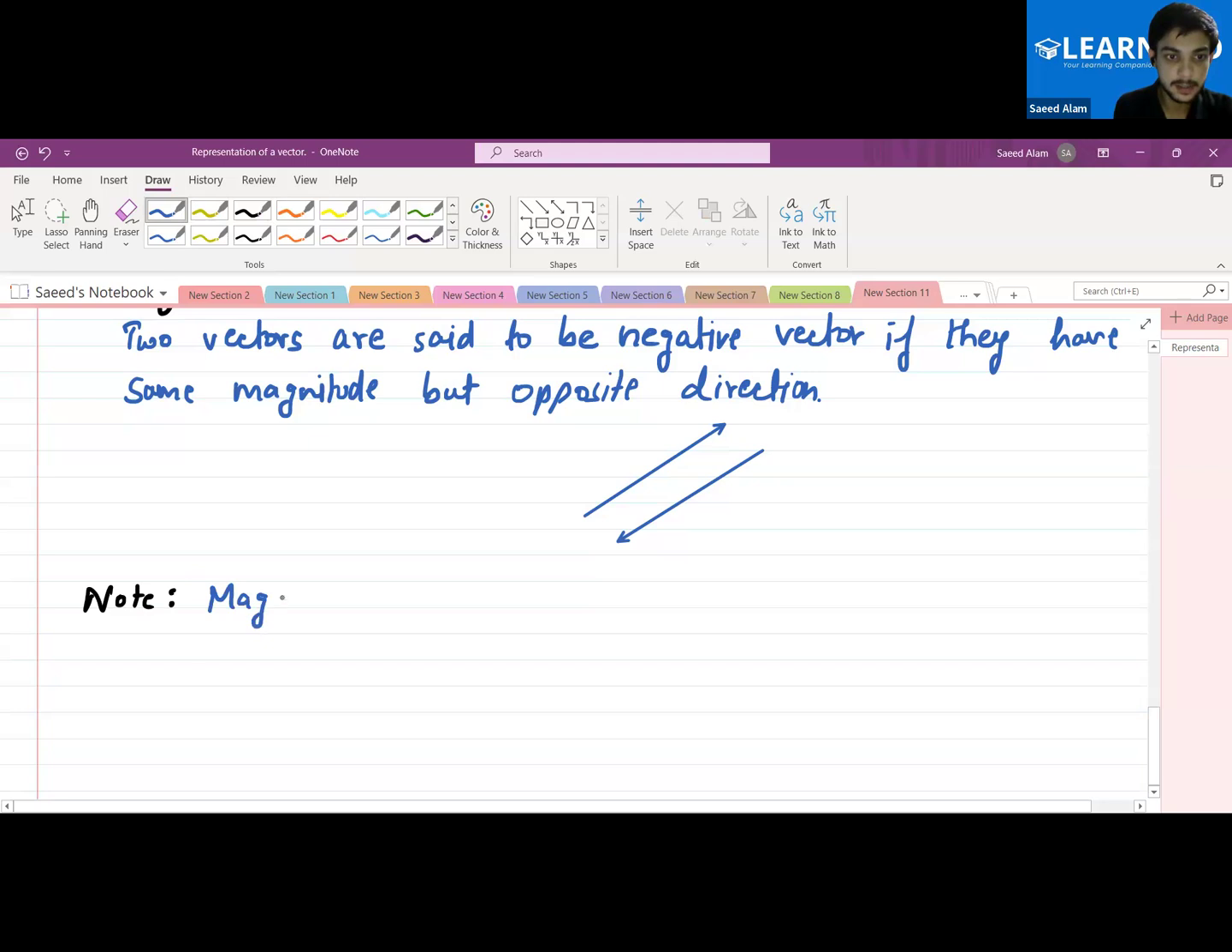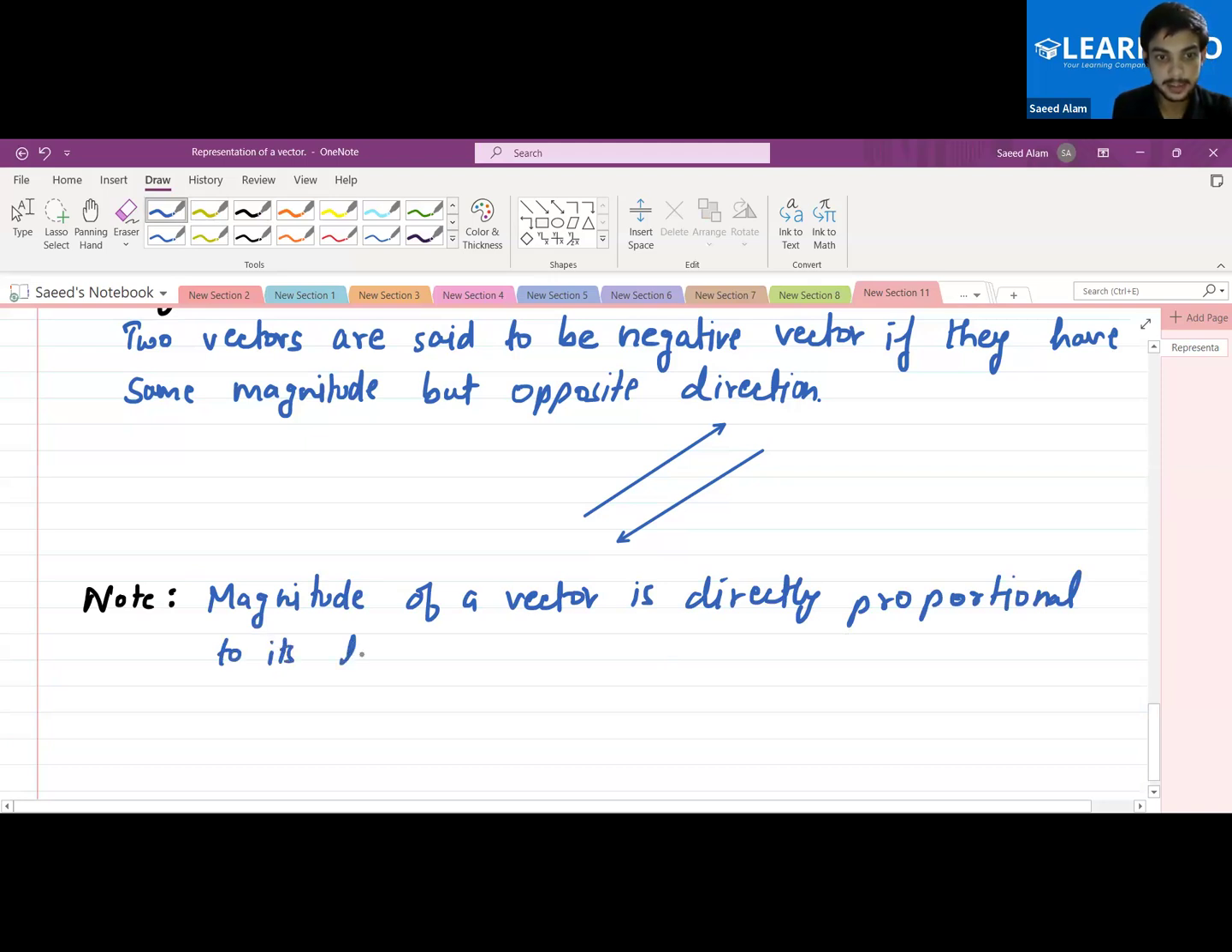Magnitude of a vector is directly proportional to its length. Okay, understood? What do you mean by this? The longer the length of the vector that I draw, the larger its magnitude will be.